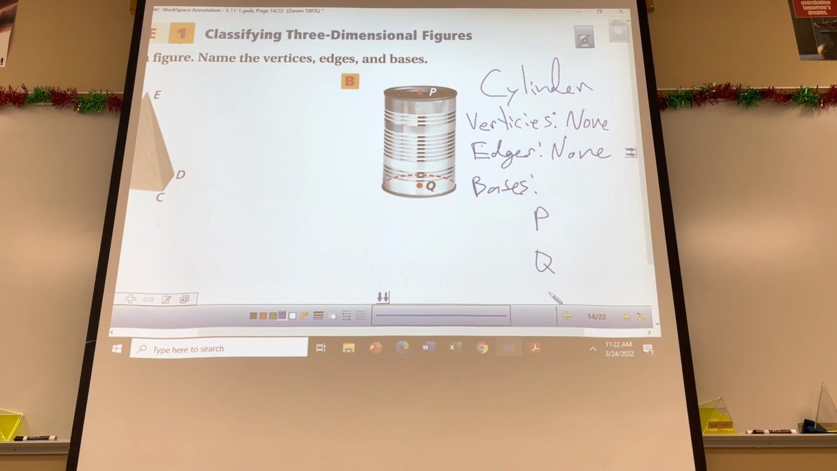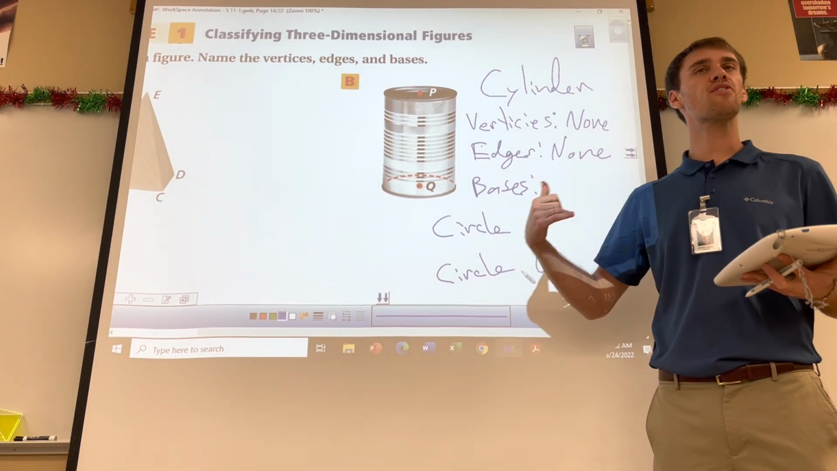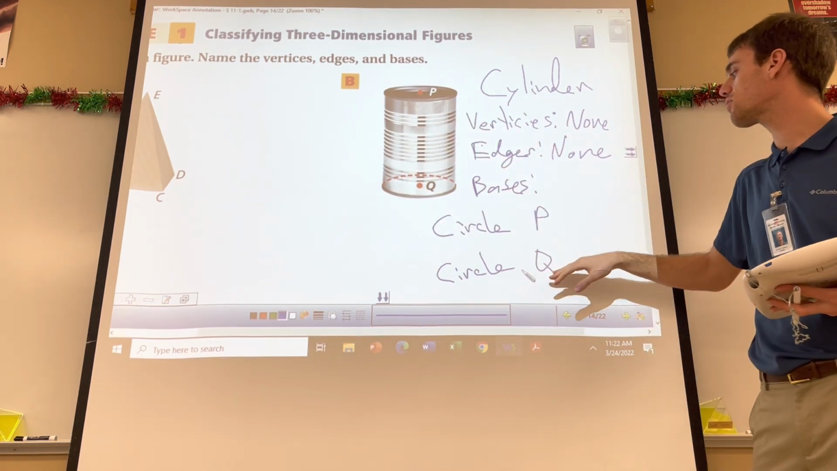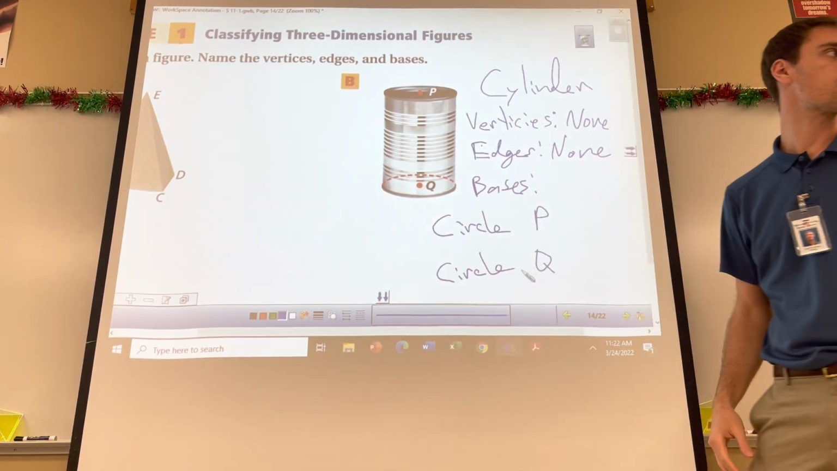Kyler, what do we have to add? It's circle P and circle Q. Perfect, guys. We have to add circle P and circle Q, because if I only put Q, I'm not referring to circle Q, I'm referring to a single point. Yes, sir?